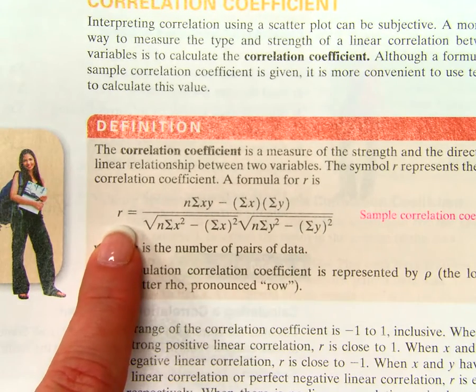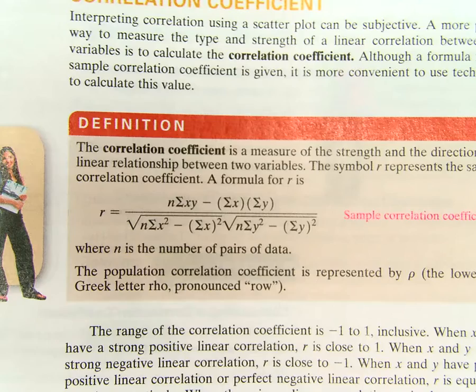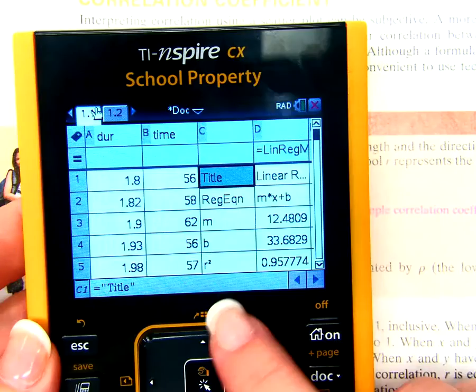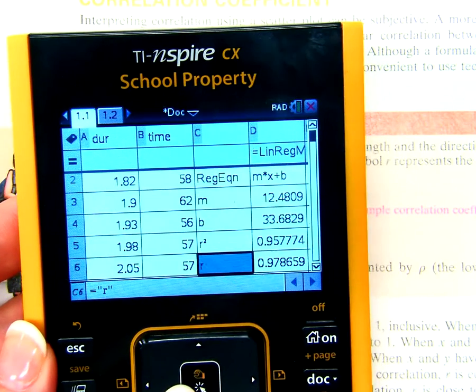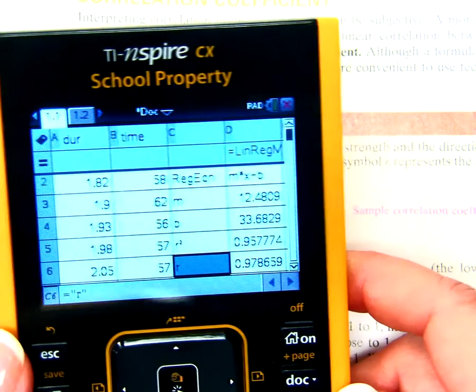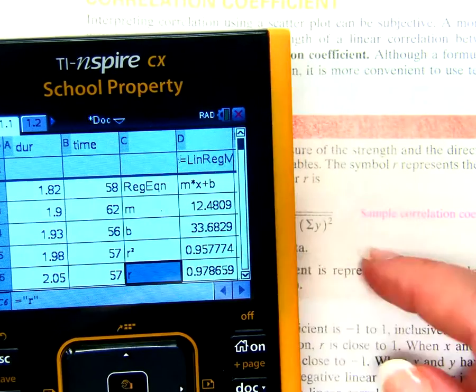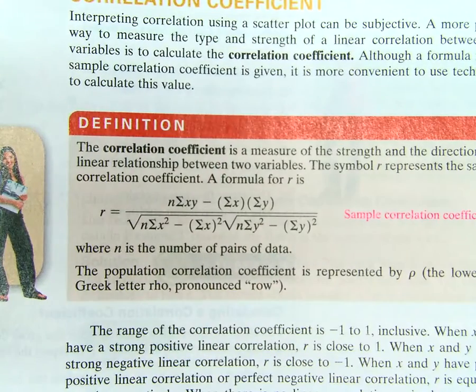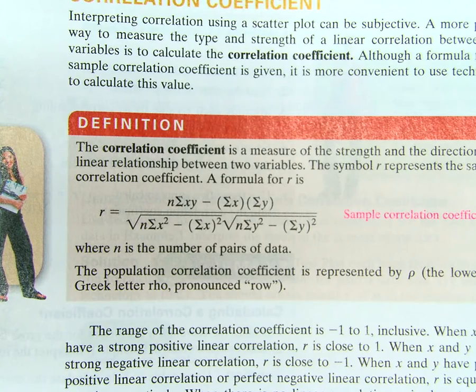Hey, look at that. R. Isn't that nice? I'm going to give you this formula on your formula chart like I told you I would. We probably won't use it.